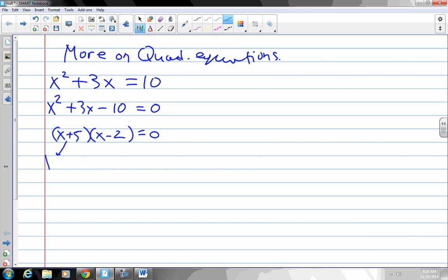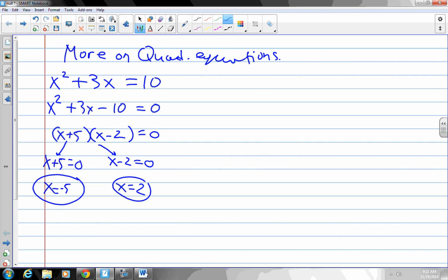So then we'll set each factor to 0, and we'll solve for x. So x equals negative 5, x equals 2. Is that okay? This is a nice, friendly problem.